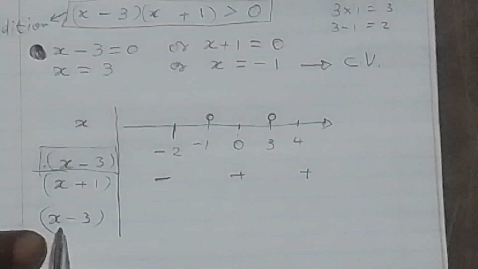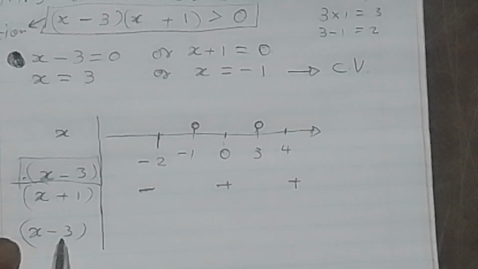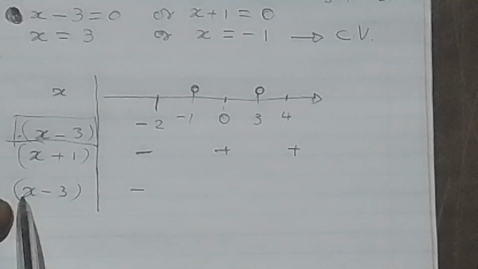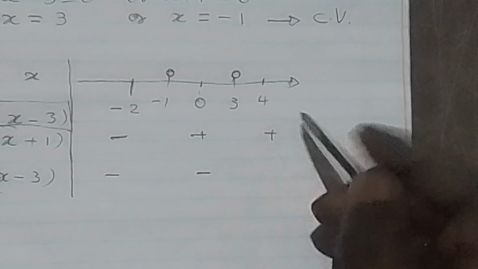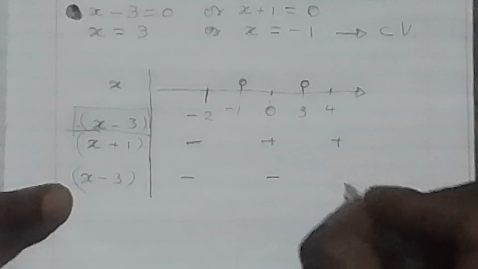You come to this one, x minus 3. You put a minus 2 here, and minus 2 minus 3 is minus 5. They both become negative. You come to 0, and 0 minus 3 is minus 3. Minus 3 is negative. You come here, a 4 minus 3 is 1. A 1 is positive. Now you draw a line here to show that you are done. Then you start multiplying. Negative and negative, you get a positive. A positive and a negative, you get a negative. A positive and a positive, you get a positive.